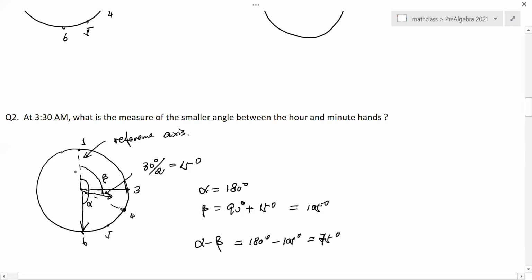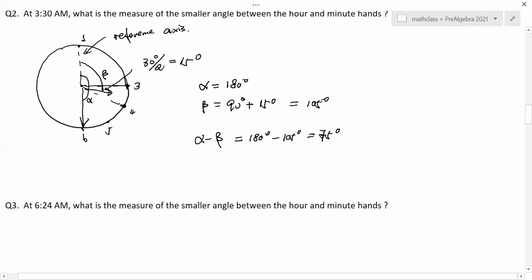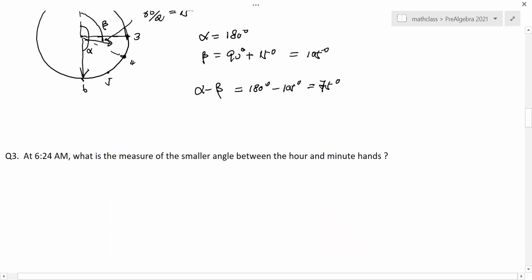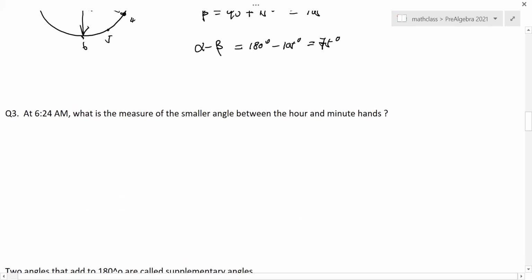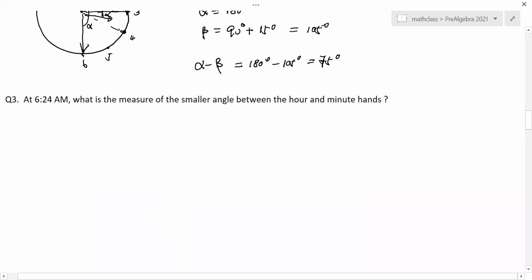Maybe we can try a more challenging problem. 6:24 a.m. What is the measure of the smaller angle between the hour and the minute hand? Step one, you draw the picture.